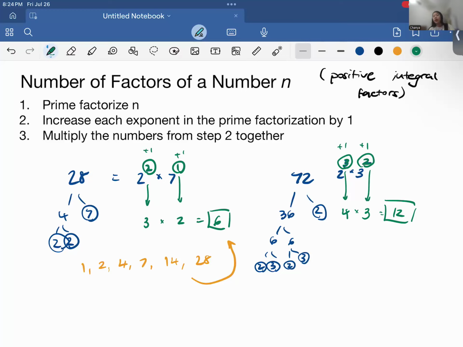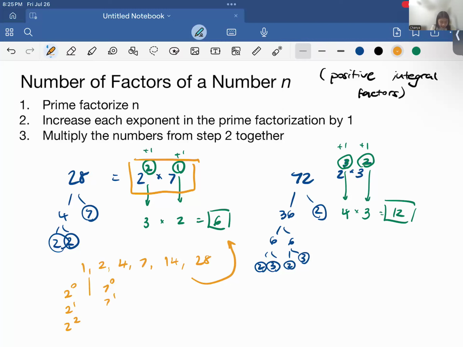So this is basically the process. It works with any number. And now I'm going to show you why this works. I'm going to start with the number 28. You have this prime factorization here, 2 squared times 7 to the power of 1. When you're creating a factor, what you're basically doing is selecting some numbers from a pool: 2 to the 0, 2 to the 1, or 2 to the 2, and you can select 7 to the 0 or 7 to the 1.